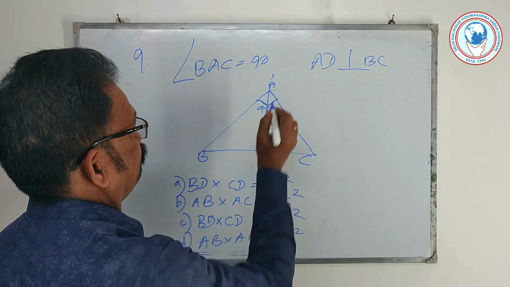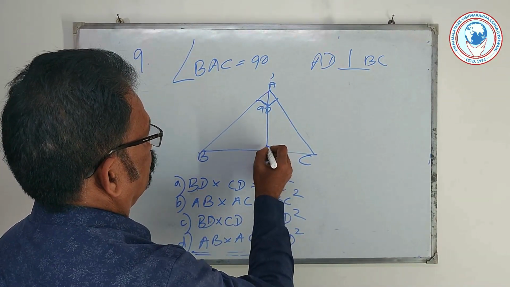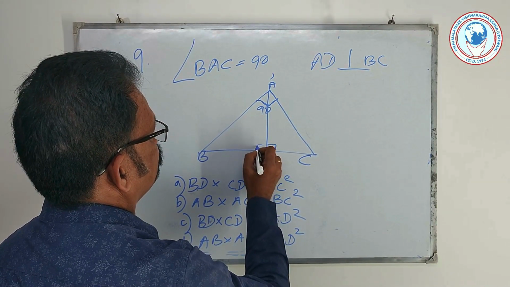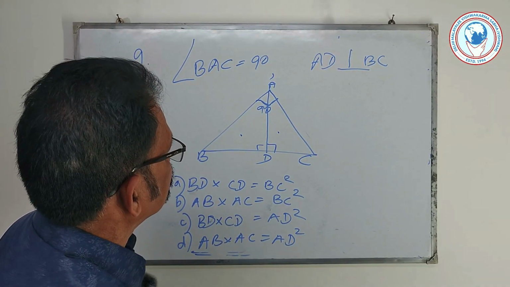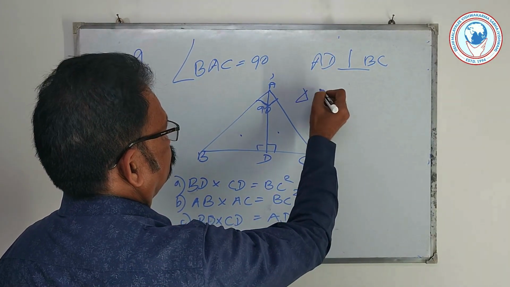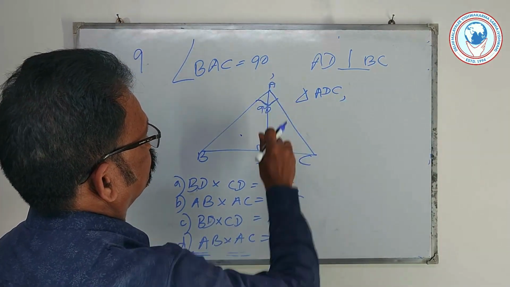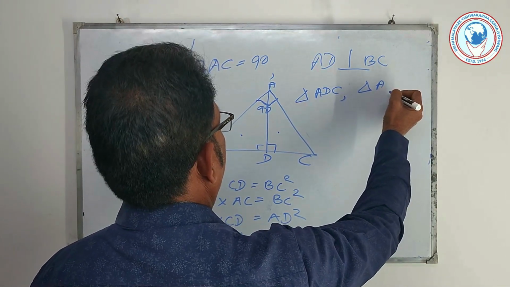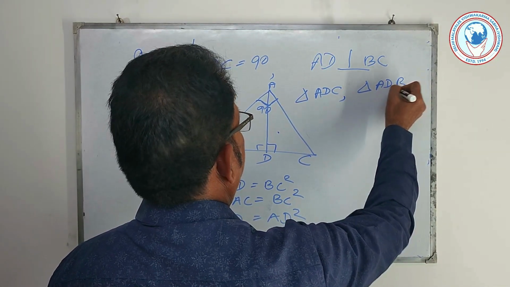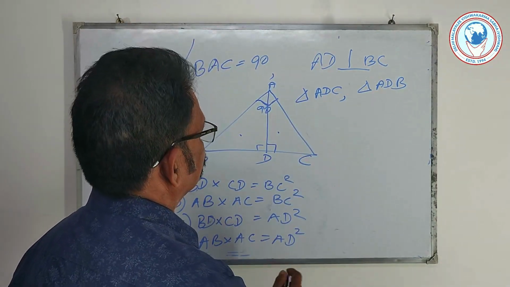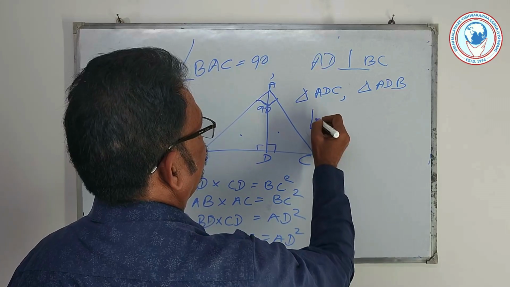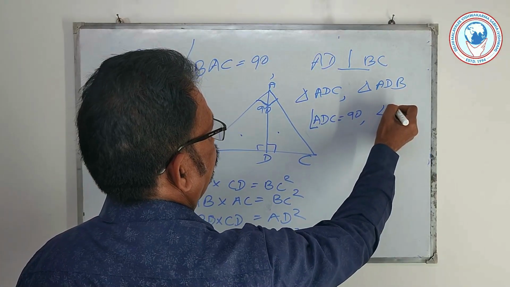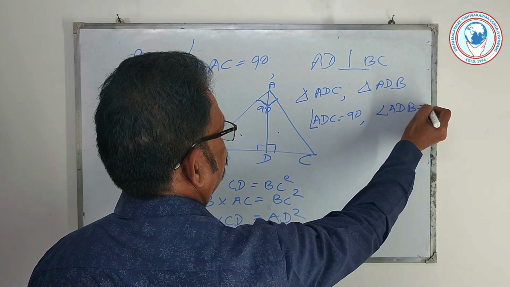This angle is 90, so draw a perpendicular AD. AD is perpendicular to BC. Now consider these two triangles. In triangle ADC and ADB, these two triangles, angle ADC is equal to 90, angle ADB is also 90.